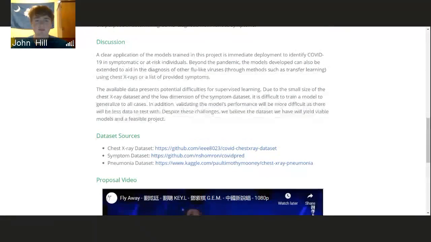The available data sets present potential difficulties for supervised learning. Due to the small size of the chest X-ray dataset and the low dimensionality of the symptom dataset, it is difficult to train a model to generalize to all cases. In addition, validating the model's performance will be more difficult as there will be less data to test with. Despite these challenges, we believe the dataset we have will yield viable models and a feasible project.